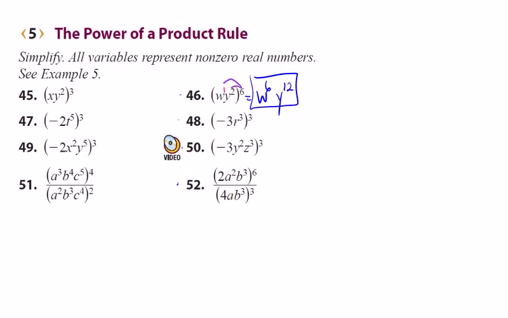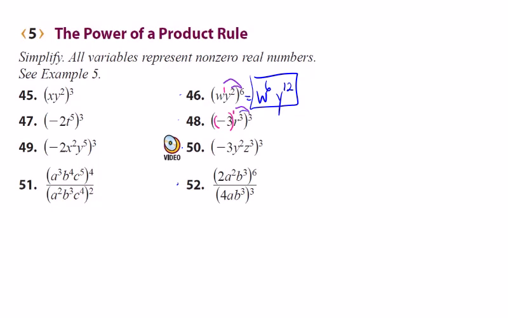Okay, so number 48, let's try that one. First of all, I'm at least going to remember that this is negative 3 to the first power, and I have r cubed. So now I want to multiply this outside exponent by the inside exponents.